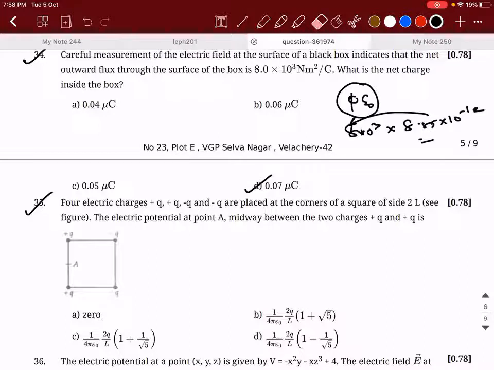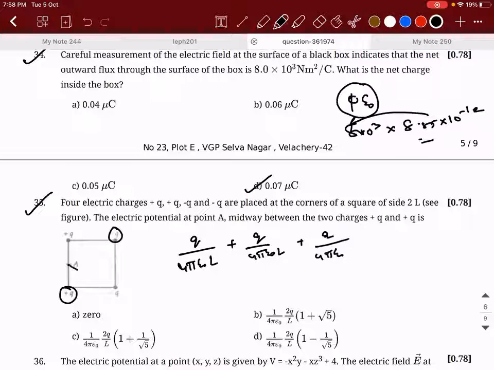Okay, so how to do this? Due to this plus charge, how much is it going to be? Q divided by 4 pi epsilon naught into L. Do this one, Q divided by 4 pi epsilon naught into L. Plus, due to the negative charge, how much will it be? Q divided by 4 pi epsilon naught into, what is this distance? It's a minus Q, by the way.